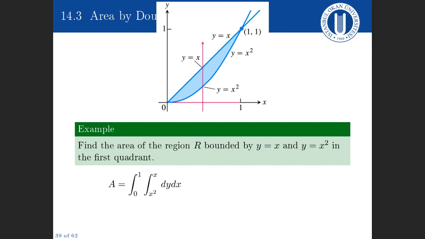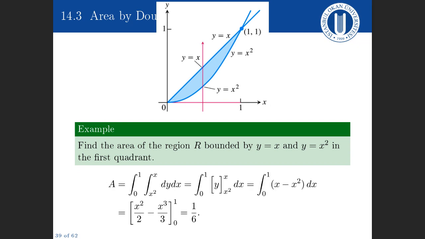And then this is going to be straightforward. An antiderivative of 1 with respect to y is just y. So we have y calculated at x and at x squared. And then we need to do the integral from 0 to 1 of x minus x squared dx. Again, not too difficult. We have x squared over 2 minus x cubed over 3 calculated at 1 and at 0. And this is equal to 1/6.